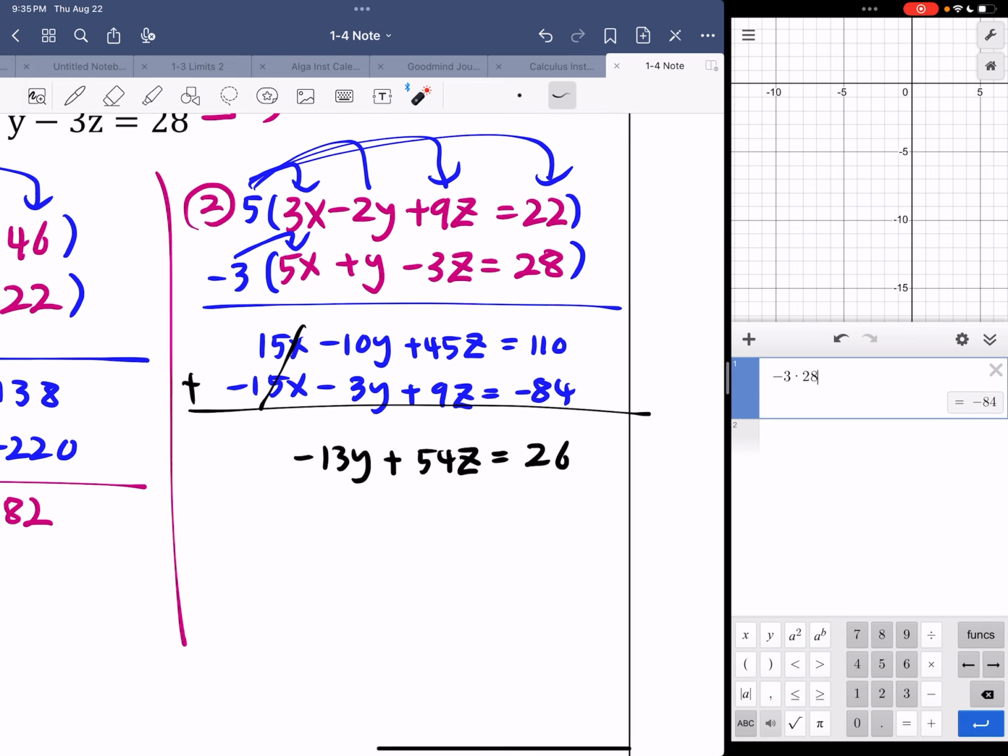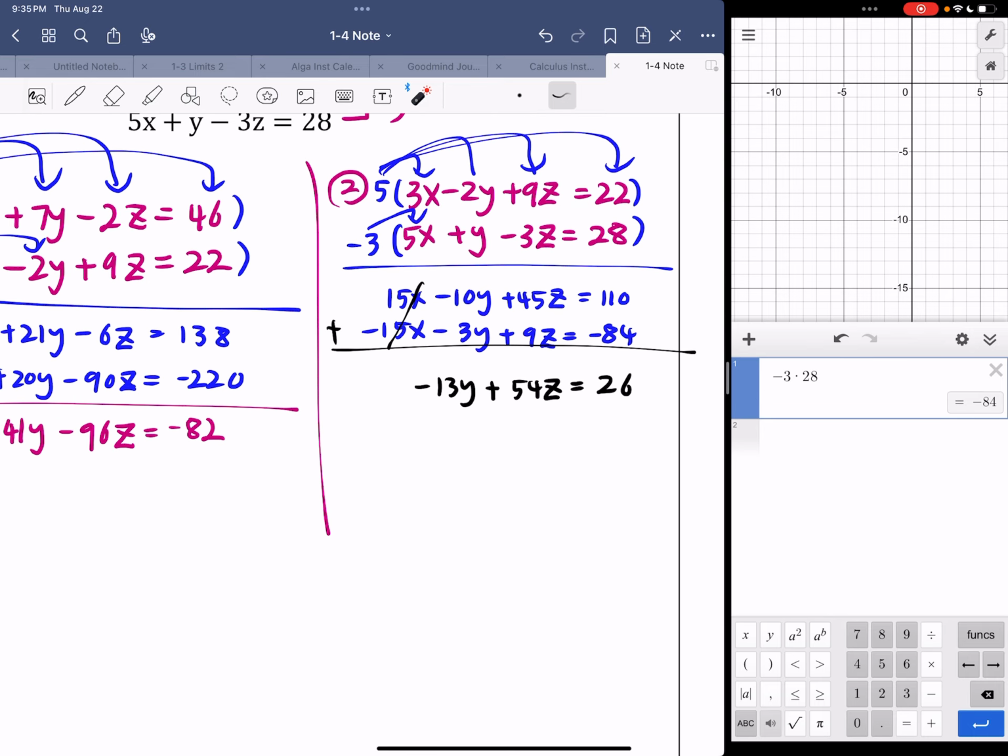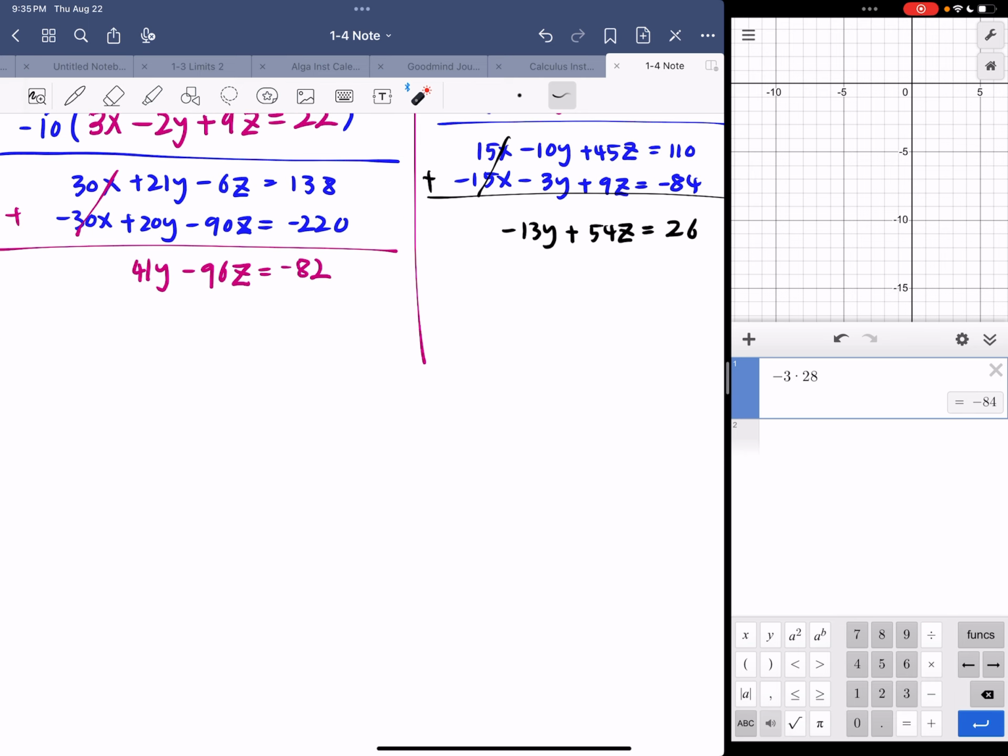So hopefully at this time, I hope I did not make any mistake here. Guys, if I made a mistake, please be generous to me. Next step. So I'm gonna use these two to get rid of y now. Why do I have to get rid of y? Because we need to solve for z to find all other things.